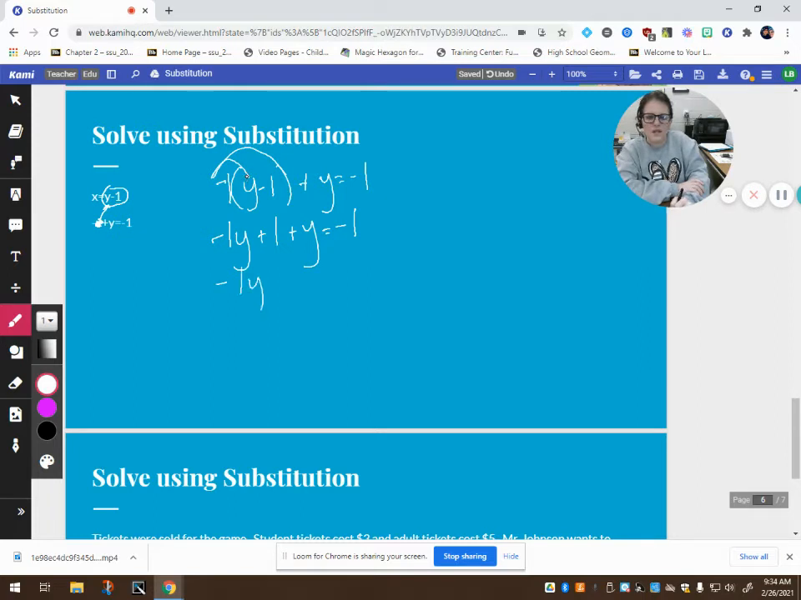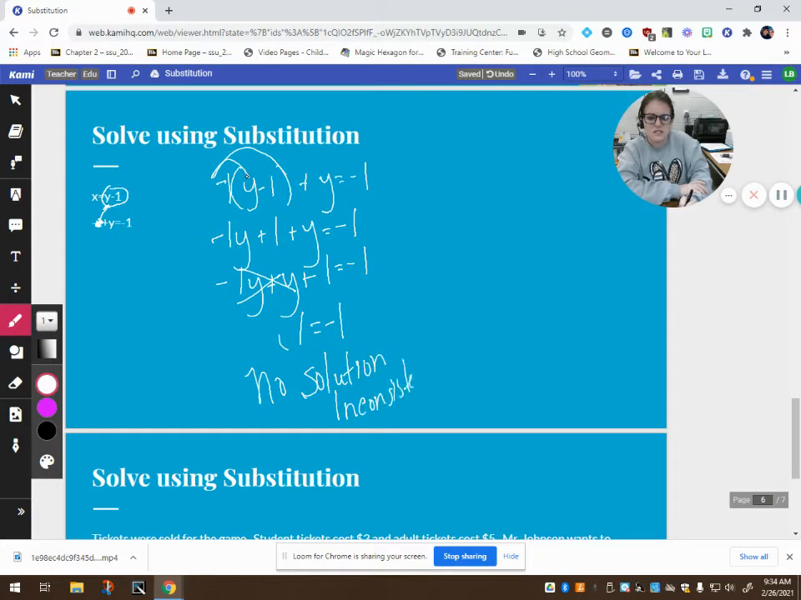Commutative property allows me to change the order so that I can put my y's side by side. Negative 1y plus 1y is 0, so I'm left with 1 equals negative 1. This is not a true statement. So we know that this problem has no solution. If we end up with something that's not a true statement, it is no solution or it's inconsistent.